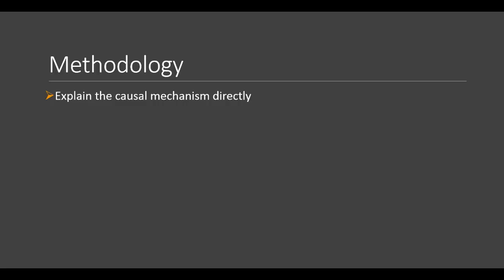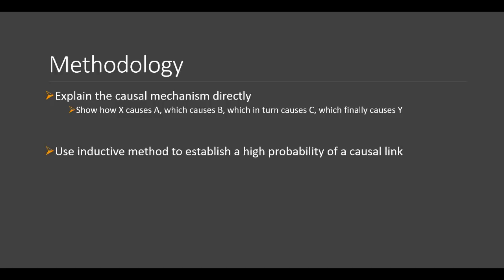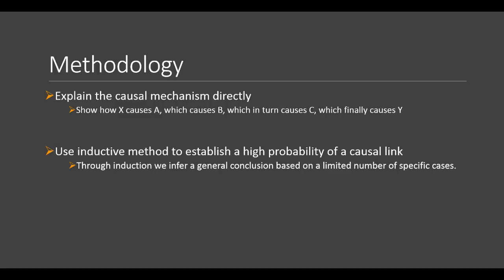Identify every link in the causal chain, showing how X causes A, which causes B, which in turn causes C, which finally causes Y. The second method is to use the inductive method to establish a high probability of a causal link. If we couldn't explain a causal link directly, we often employ a reasoning strategy called induction. Through induction, we infer a general conclusion based on a limited number of specific cases.